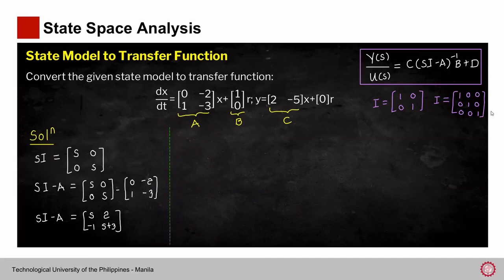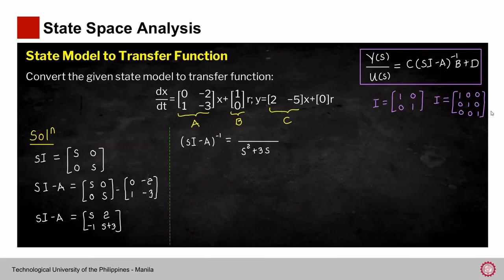Okay guys, so now, paano to get the inverse? Actually, getting the inverse of a 2 by 2 is a little bit easy, right? Madali lang kunin ang inverse ng 2 by 2 matrix. So SI minus A inverse. The denominator is, of course, nothing but the determinant. So let's just get the determinant. We have S squared plus 3S.